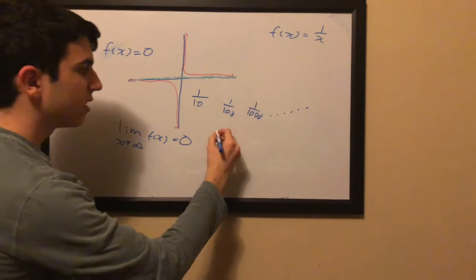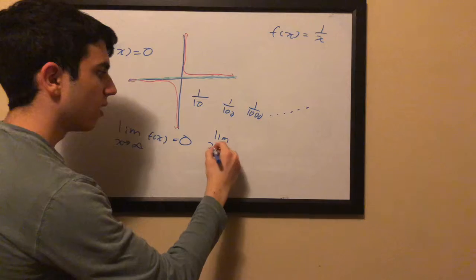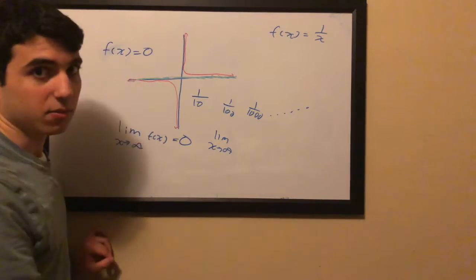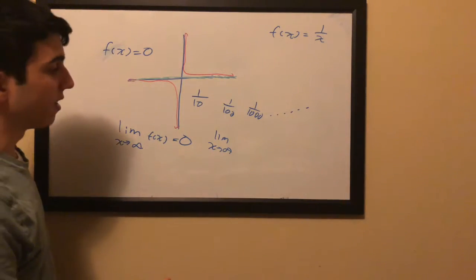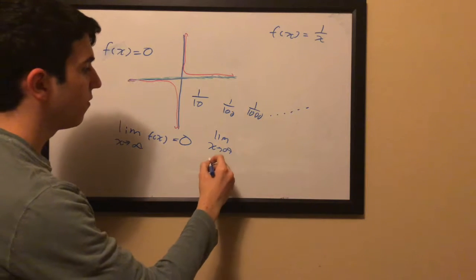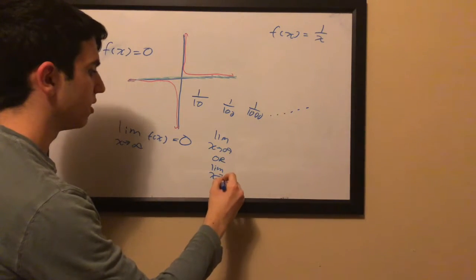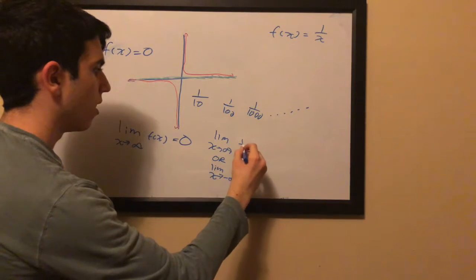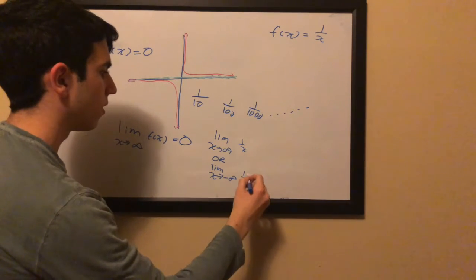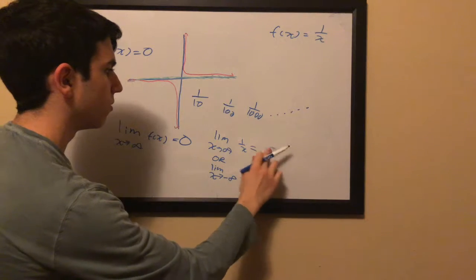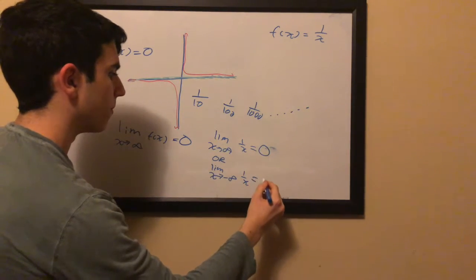So in other words, this can be helpful later when you get to more complex limits involving infinity, where the limit as x approaches infinity, or the limit as x approaches negative infinity, of 1 over x equals 0.